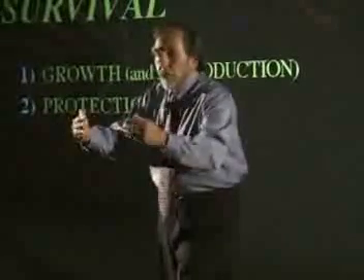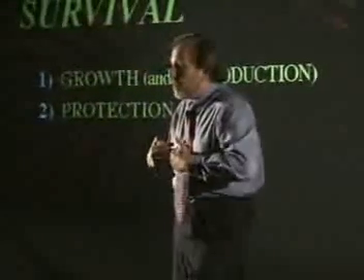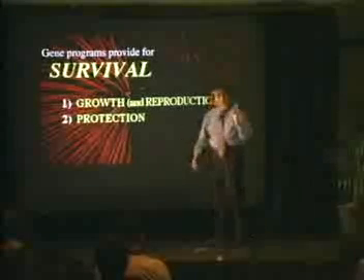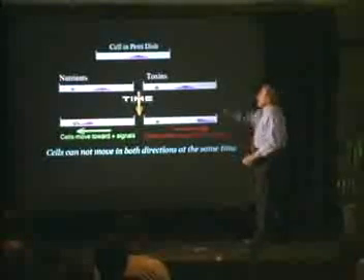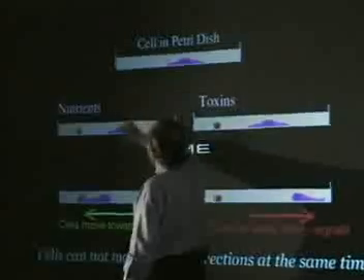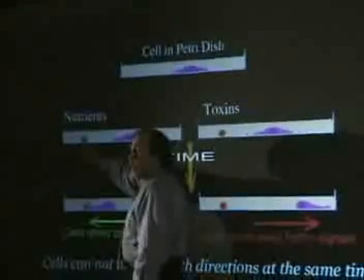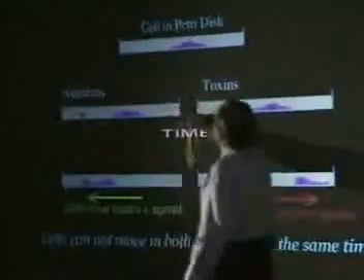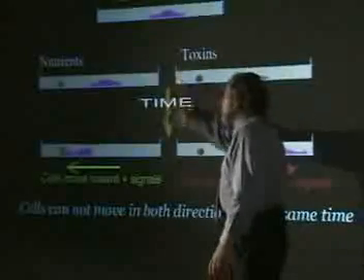So the bottom line is this. When you walk into the environment, you're either going to select growth programs or you're going to select protection programs. And I'm going to explain why it's either or. I'll give you a simple understanding. I put a cell in a petri dish. And in one petri dish, I put nutrients here in front of the cell. In another petri dish, I put toxins in front of the cell. And then I wait for a period of time.